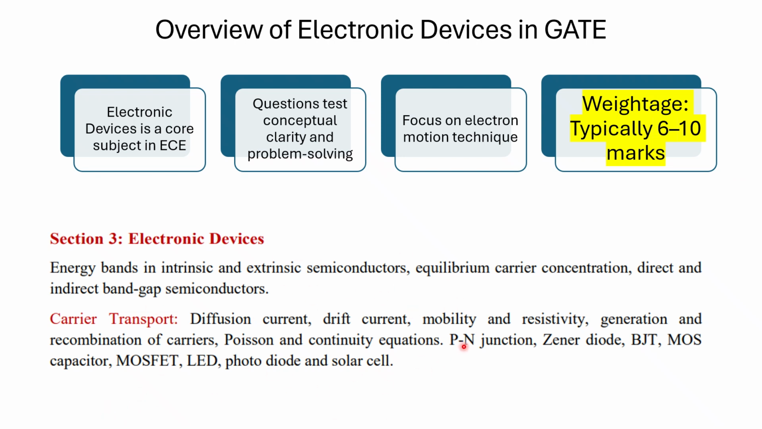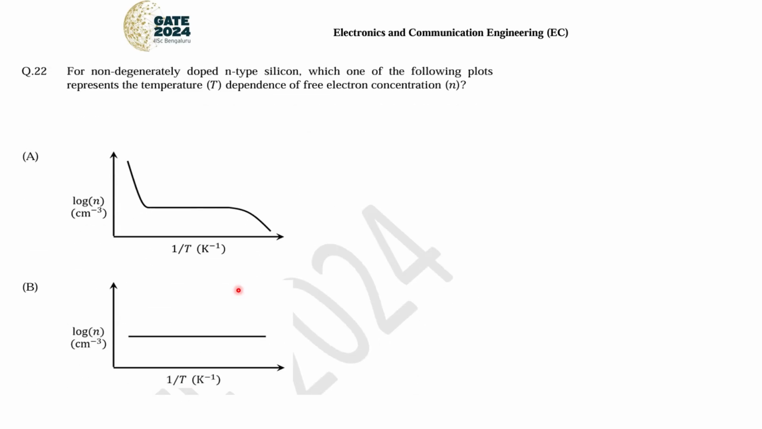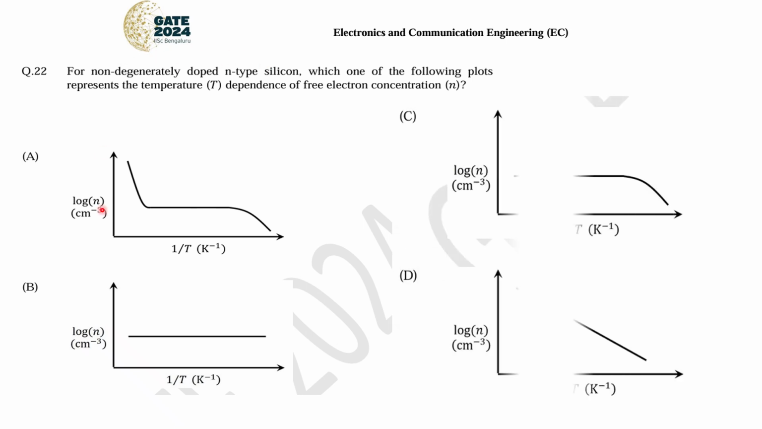So go through these contents, and primarily if you want to revisit, you can go through Millman Halkias's book, right? So let's take some questions. First, this question: GATE 2025 was organized by IISc Bangalore. Okay, so let's take the question. Question number 22: for non-degenerately doped N-type silicon, which one of the following plots represents the temperature dependence of the free electron concentration n?